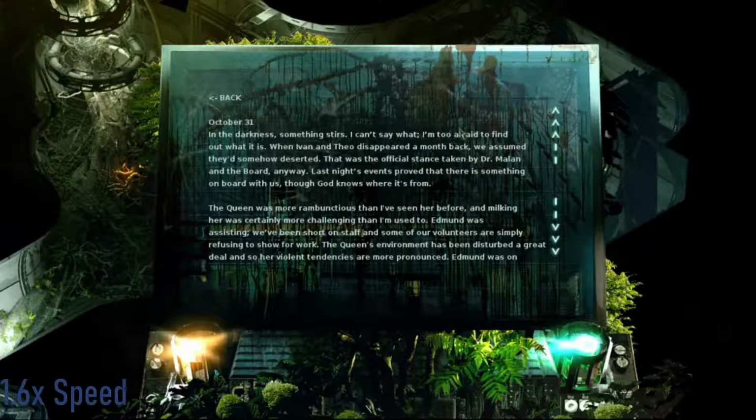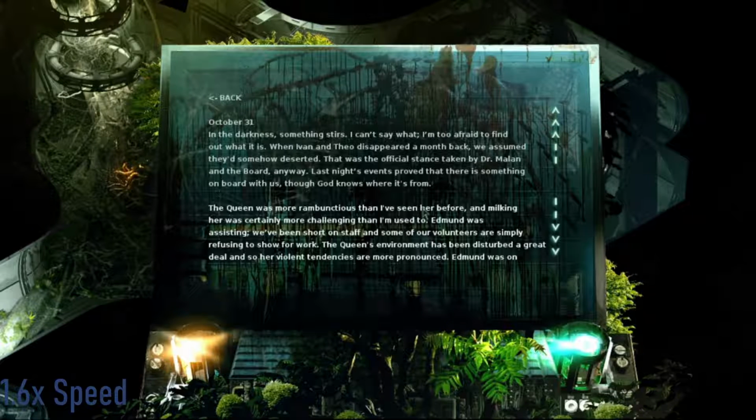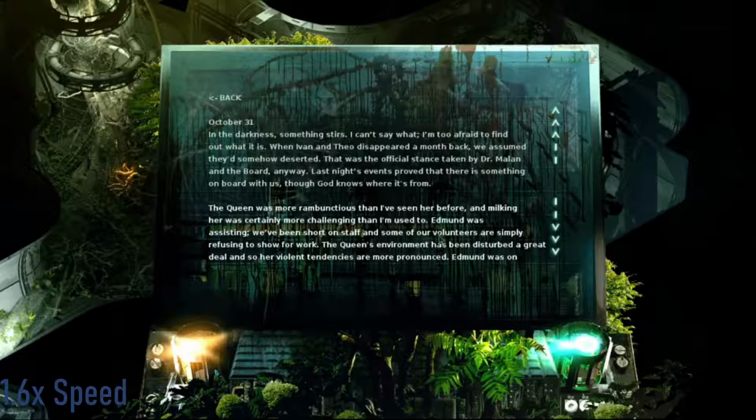October. In the darkness, something stirs. I can't say what. I'm too afraid to find out what it is. When Ivan and Theo disappeared a month back, we assumed they somehow deserted. That was the official stance taken by Dr. Malan and the board. Last night's event proved that there is something on board with us, though God knows where it is from.